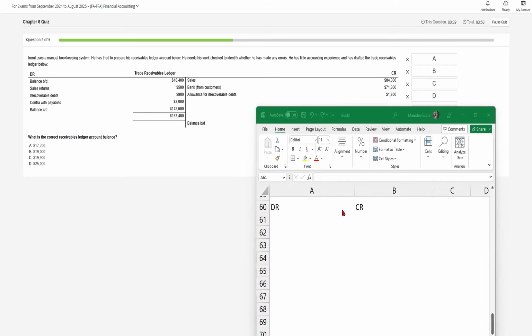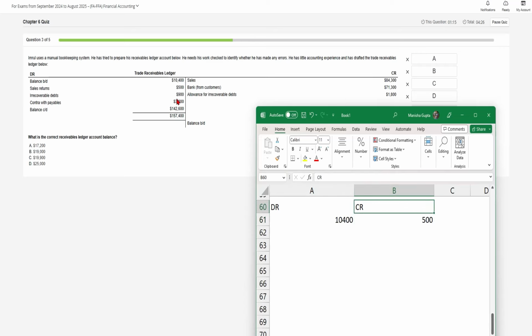Let's solve this question in the ledger. This is the debit portion of the receivable and this is the credit portion. So the balance brought forward of 10,400 is correct. Why? Because receivable is a current asset and it should always be on the debit side. Then sales returns. Sales returns are goods that the customer returns to you. That means those amounts you are no longer going to receive from the customer. So we need to reduce our receivable ledger by 500, and reducing the receivable ledger means it should be credited.